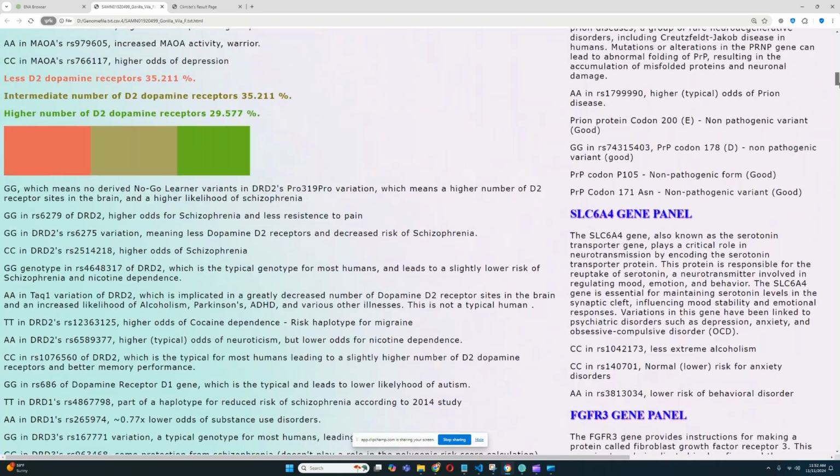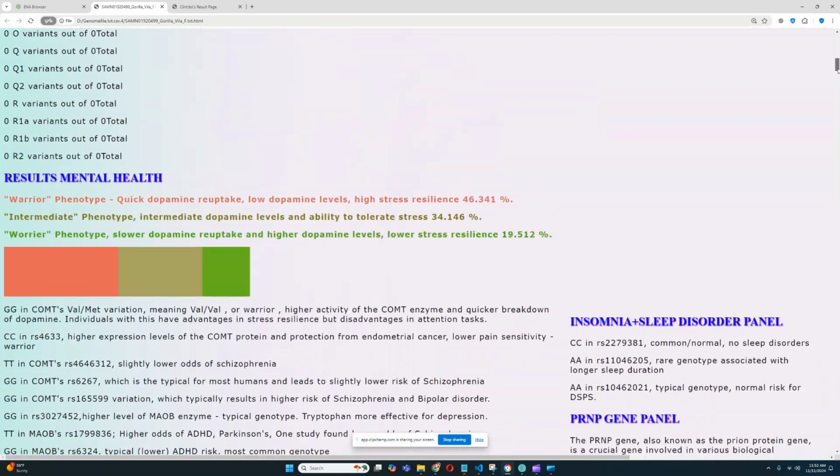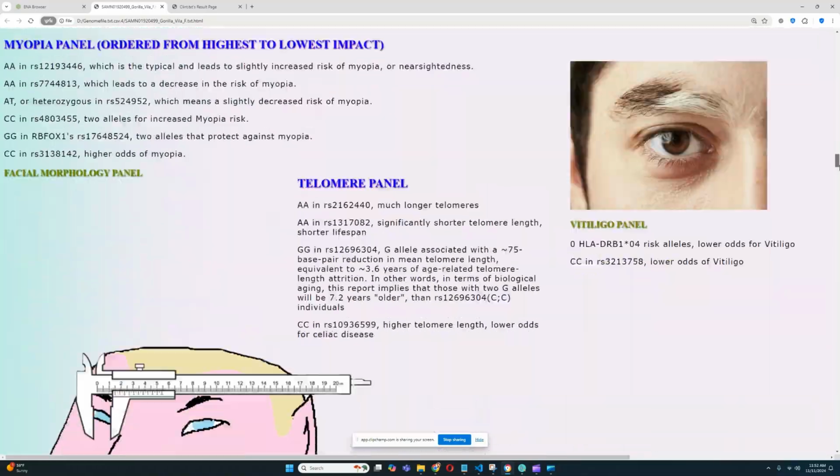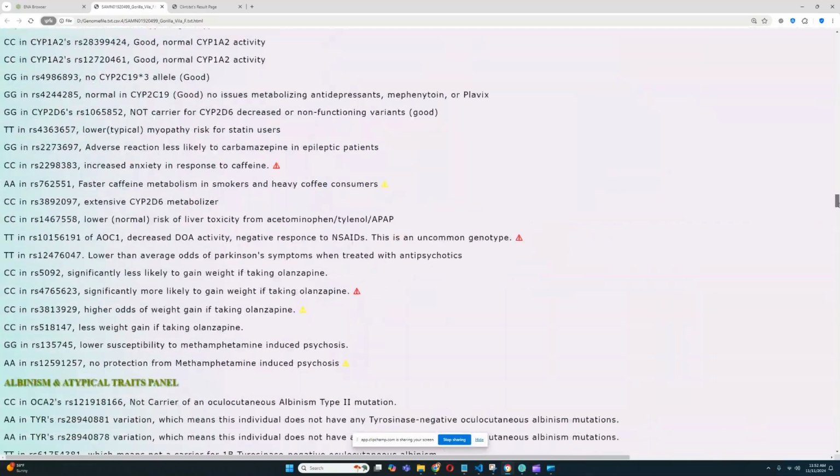I wouldn't be able to go over the entirety of this result with you guys. There is too much to go over here. There is too much to read. There is too much to digest.